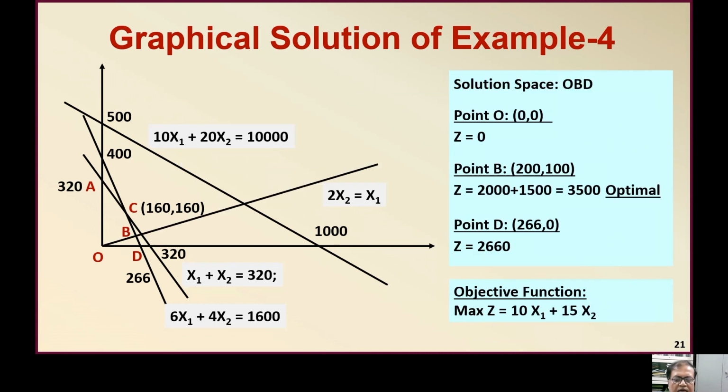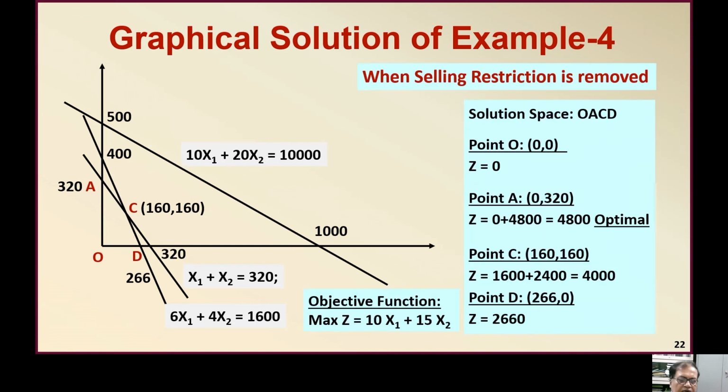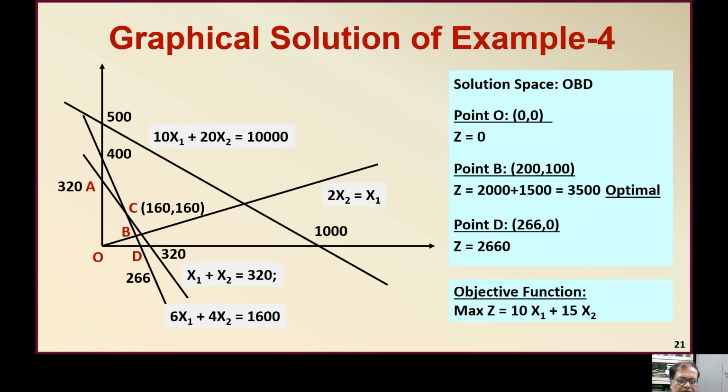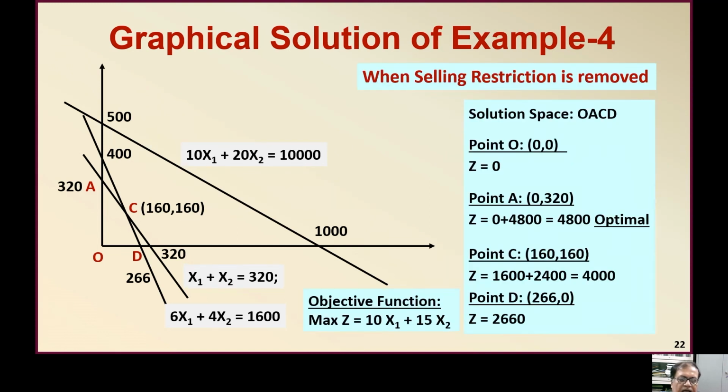So what has happened? After removal of the selling restriction, earlier our profit was 3500. Now our profit increases to 4800. So how much is the profit increased? The profit increase is 4800 minus 3500. So that means 1300 is the additional profit which we can expect when the selling restriction is removed. That means up to 1300 we can actually invest in this particular venture.